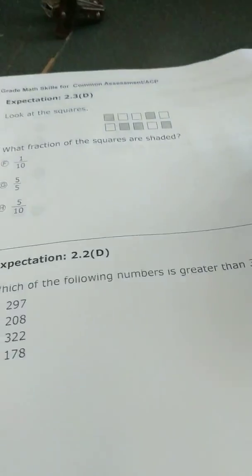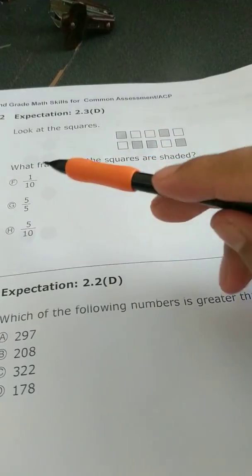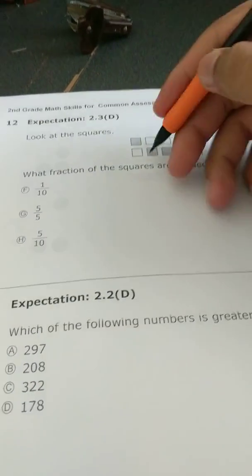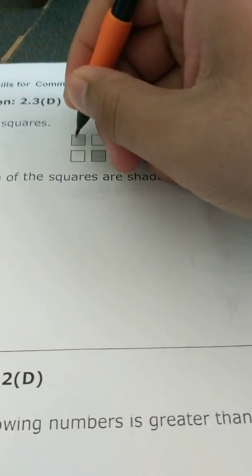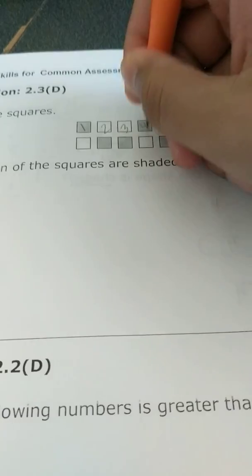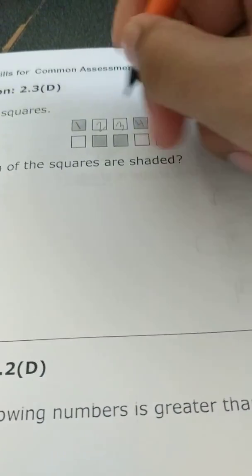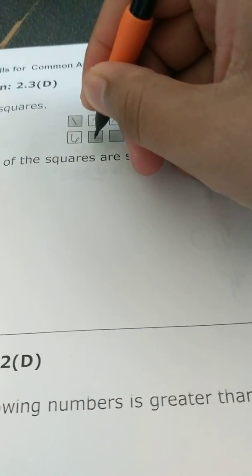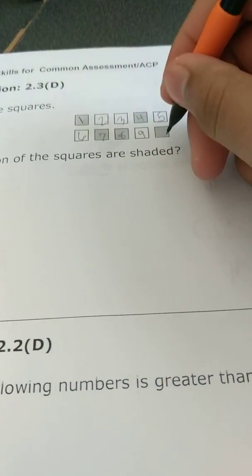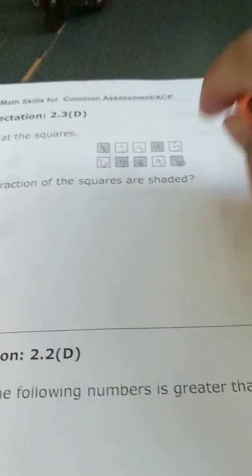Number 12. Look at the squares. What fraction of the squares are shaded? Let me count how many squares there are. 1, 2, 3, 4, 5, 6, 7, 8, 9, 10. So in total it's 10.